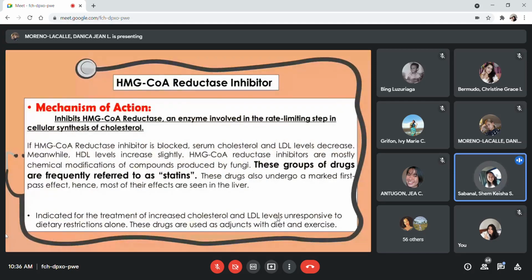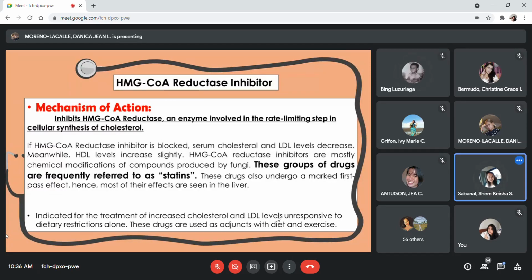Okay, so let us move on to the second class of drugs that we will be discussing in this chapter. We have our HMG coenzyme A reductase inhibitor. So we have discussed what this enzyme is all about. Again, we need this enzyme in the cellular synthesis of our cholesterol. So what does this drug do? It inhibits the HMG coenzyme A reductase, and that enzyme is involved in the rate-limiting step in the cellular synthesis of cholesterol. So of course, if we inhibit this enzyme, our cells can no longer make cholesterol.